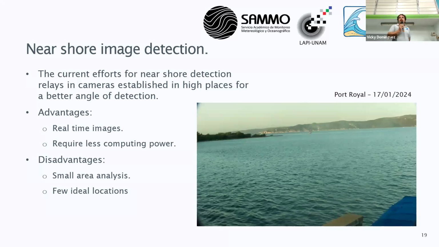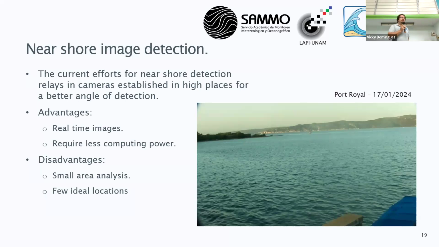The advantage of this kind of system is that you will have real-time images. The camera, you can connect with it, and you can process live while you are getting other images. It requires less computer power because the image is much smaller, so you don't have to worry about storage and processing power.